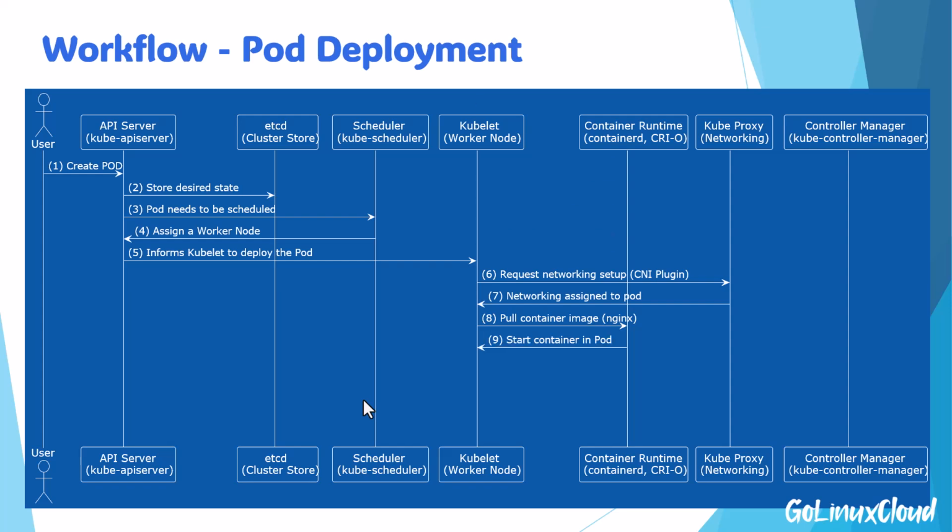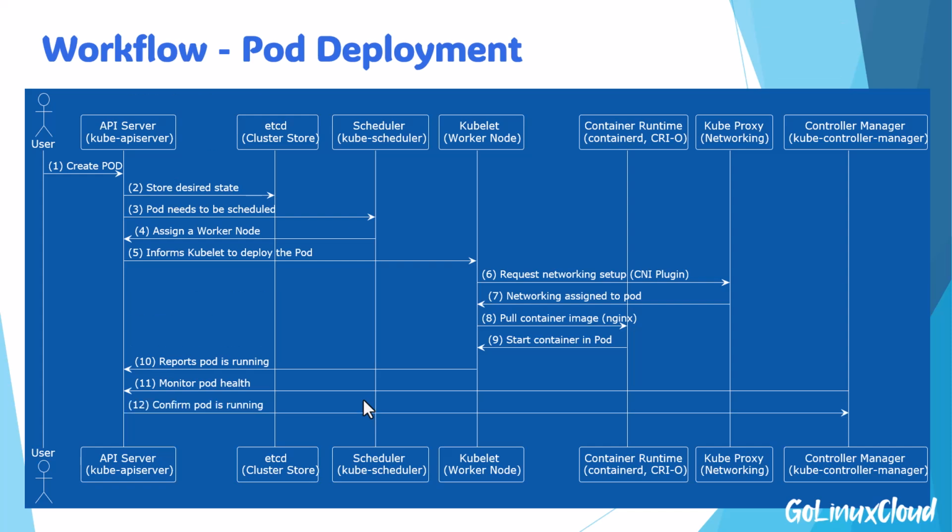When the container starts successfully, the kubelet will report back to the API server that the pod is now in running state. Next, immediately the controller manager will start monitoring the pod health to ensure that it remains running. Next, the API server will send a confirmation to the controller manager that yes, the pod is healthy and it is up and running. At the same time, the API server will also send a request to the etcd to update the actual state of the deployed resource so that the etcd always has the latest status of the deployed resources.